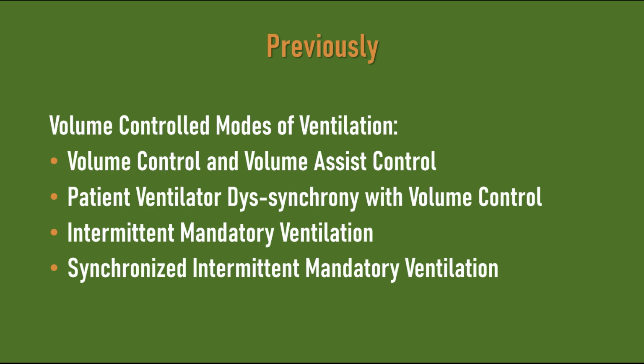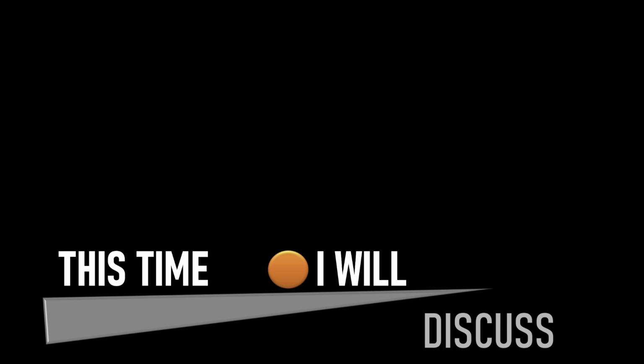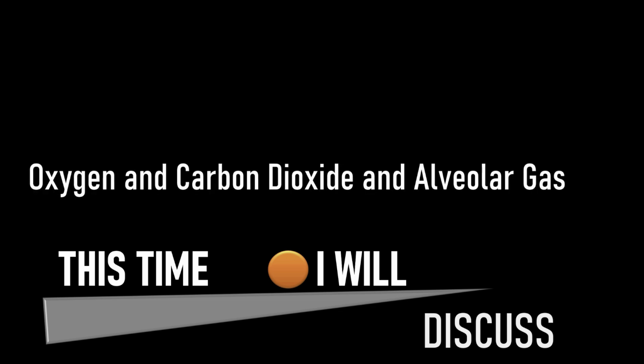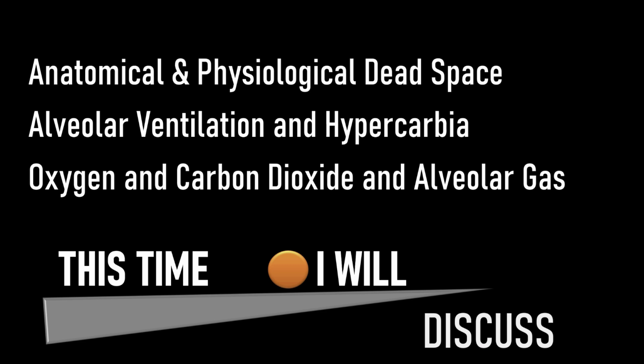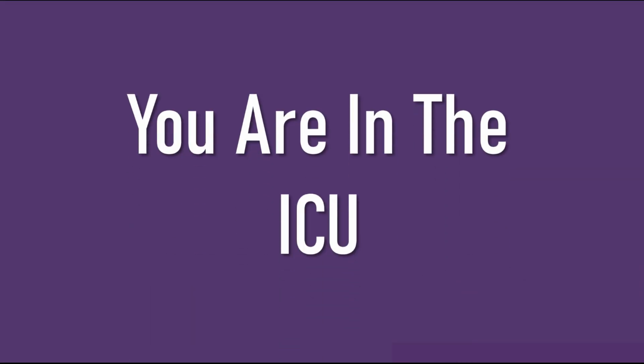I think at this stage it's worthwhile looking at the underlying physiology behind ventilation as a concept. This is the movement of air in and out of the lungs. This is really mandatory applied physiology for anybody who works in the ICU, whoever engages with patients who have respiratory failure. I'm going to start with oxygen and CO2 and alveolar gas, and then we're going to look at alveolar ventilation and hypercarbia and how these interact. And finally, we're going to delve deep into anatomical and physiologic dead space. Let's start with a scenario.